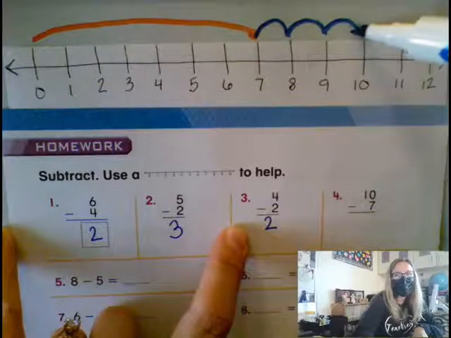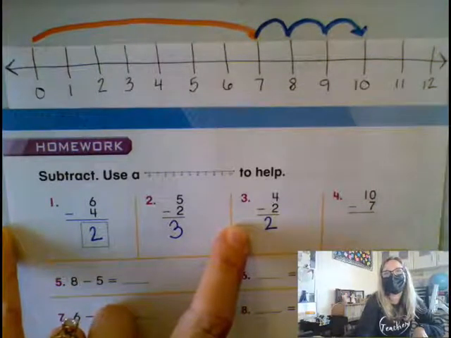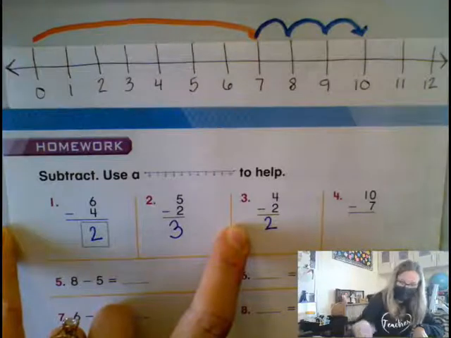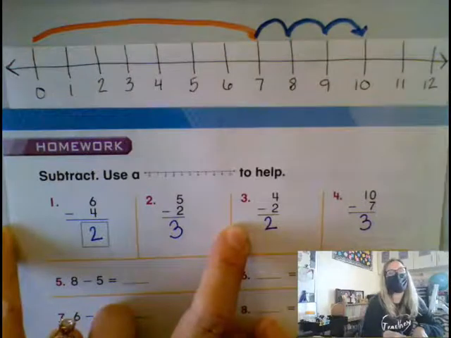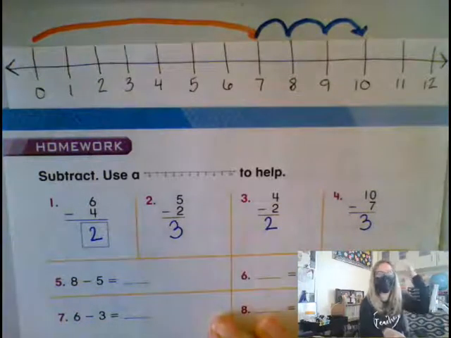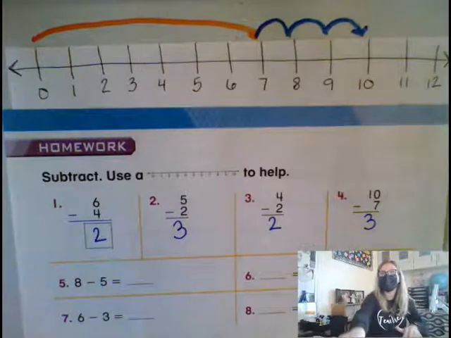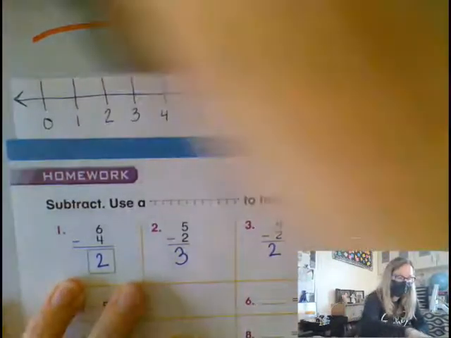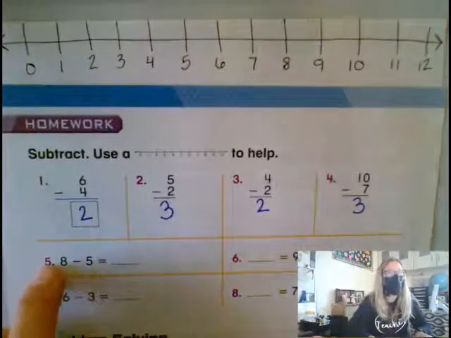How many little jumps did I take before I got to 10, Connor? 3. So 10 minus 7 equals 3. If you had a 3, kiss your brain. If you did not have a 3, fix it now. I'm glad you're getting them right, Victoria. That makes me happy. All right, let's take a look at number 5.